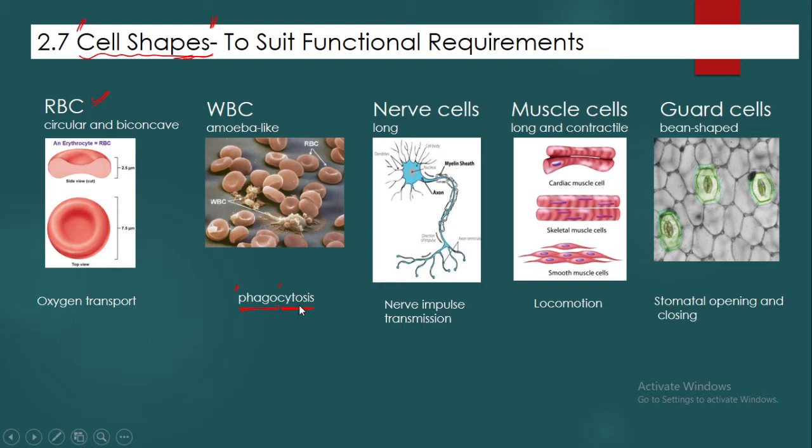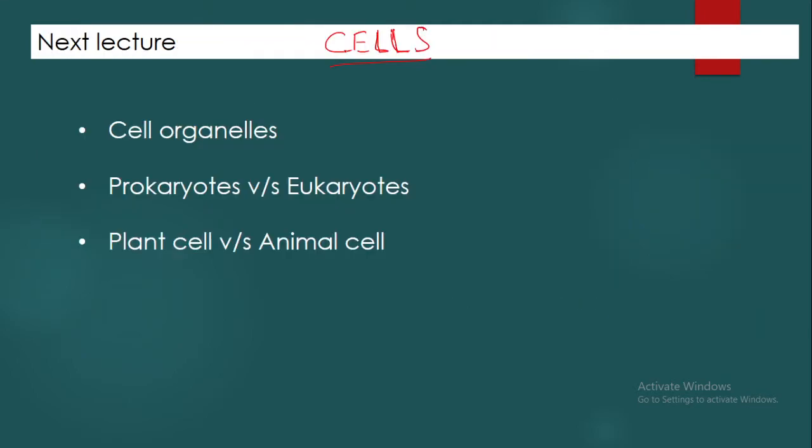The next part of this chapter is with the cell organelles, prokaryotes, eukaryotes, plant cells and animal cells. Till now we have discussed cells, different aspects of cells, size, shape, efficiency, all these things we studied. But within the cell, is there something present?